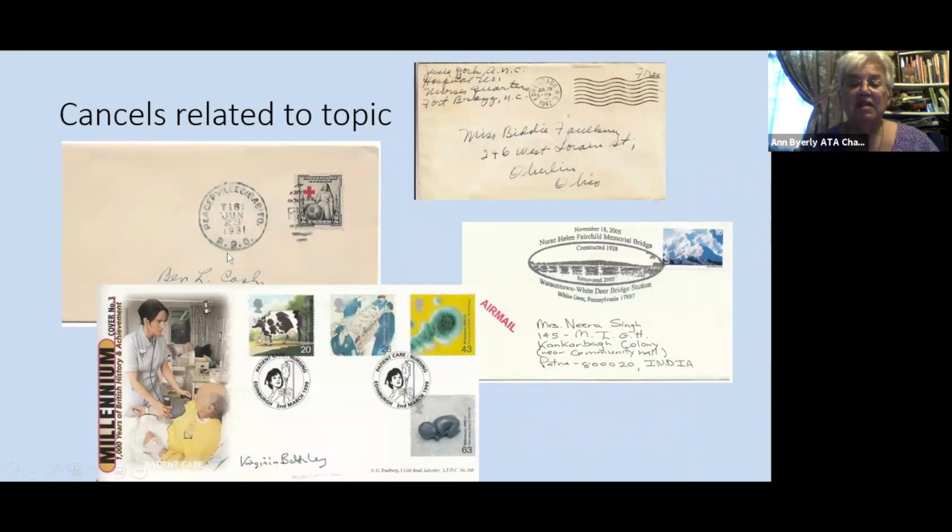Cancels, this one has the Railroad Postal Office. Bill can tell you about railroads. So it makes an addition for this collection in 702s because it was processed in the railroad. Here's a figure cancel. In this case, this was dedicated to Helen Fairchild Memorial Bridge. This was her family got it dedicated for her work in World War I.